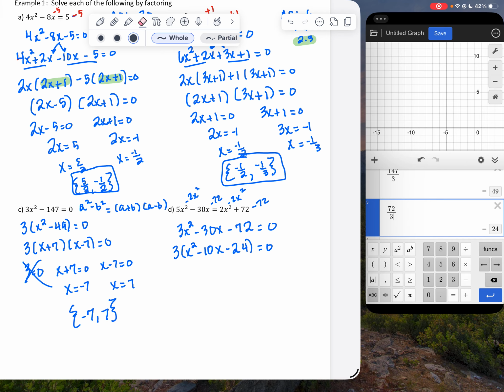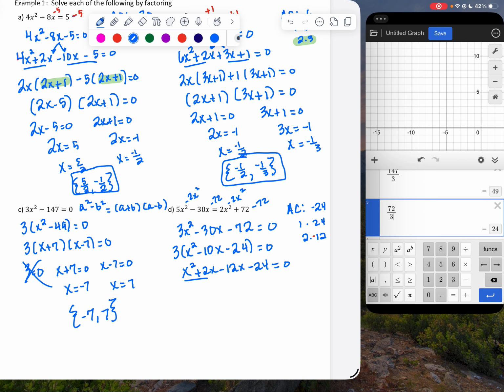So if I multiply A times C here, 1 times negative 24 is negative 24. Then I list the factors of 24. 1 and 24, 2 and 12. But I'm going to stop right there because I'm trying to split up negative 10x. And if I were to make this 12 negative, 2 plus negative 12 would give me negative 10. So that means I can split this up into x squared plus 2x minus 12x minus 24 equals 0.